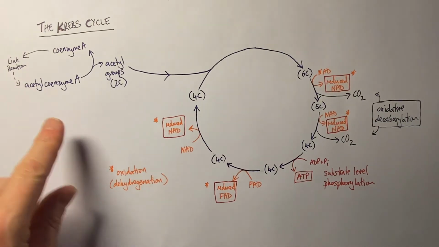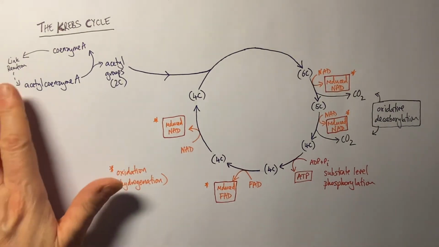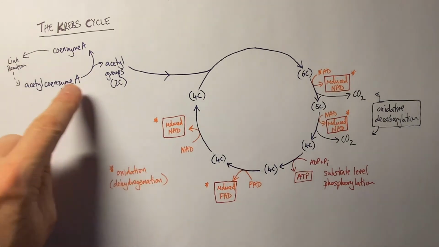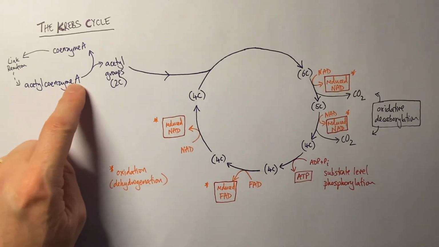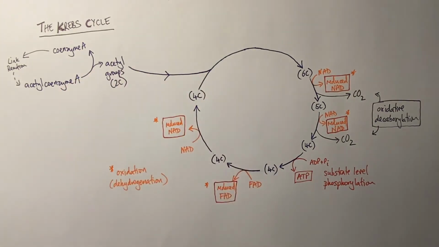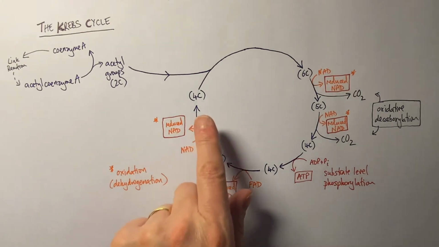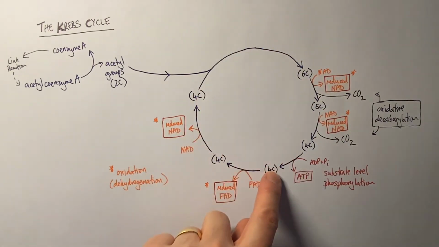Because in glycolysis 2 pyruvate molecules were made, the link reaction happens twice. So you get 2 acetyl coenzyme A molecules produced, which feeds 2 acetyl groups in, one at a time. So for every glucose, every hexose molecule that enters glycolysis, the Krebs cycle turns twice.